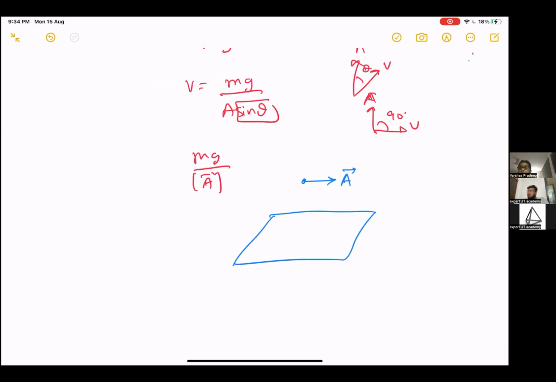This is A vector, okay? So if your velocity vector was horizontal, but in some direction like this, V is in the horizontal plane, in the same plane, okay? Like this. So you know the gravity is acting like this, mg force is like this, right?